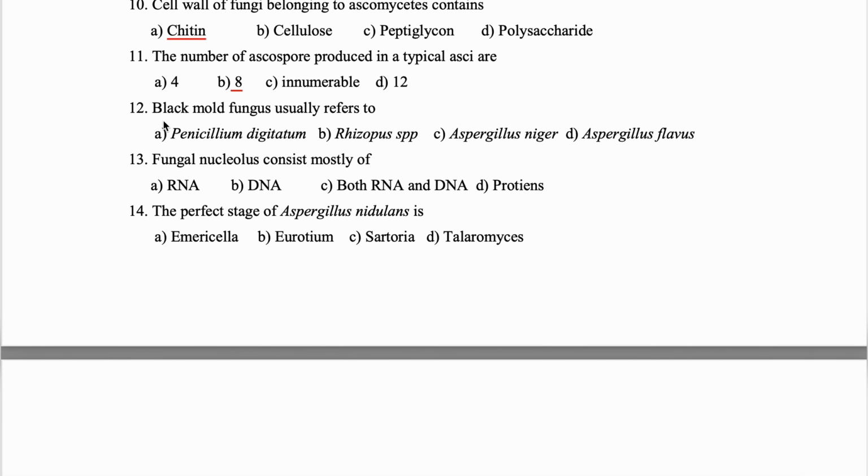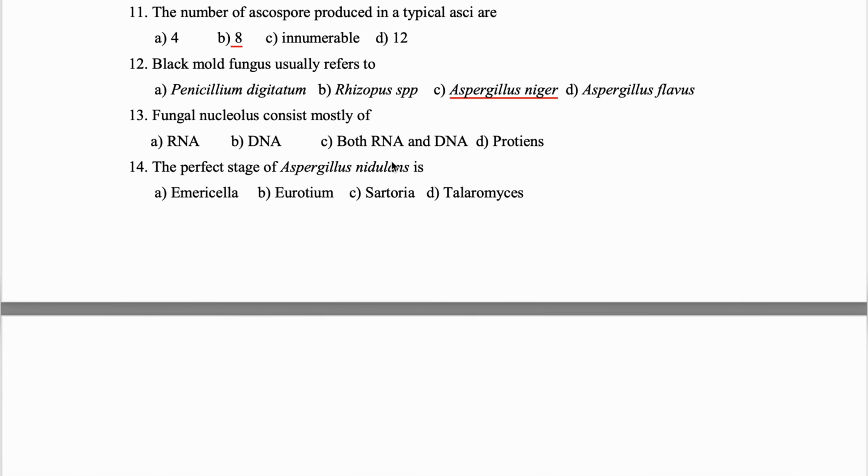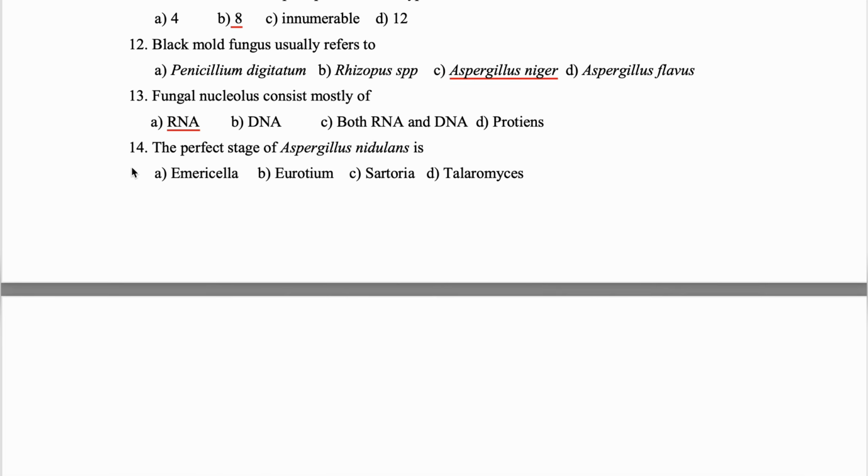Okay. Next question. Black mold fungus usually refers to Aspergillus niger. Question 13. Fungal nucleolus consists mostly of. Nucleolus mostly contains RNA. Question 14. The perfect stage of Aspergillus nidulans. The perfect stage of Aspergillus is Eurotium.